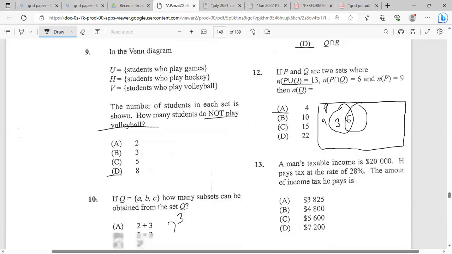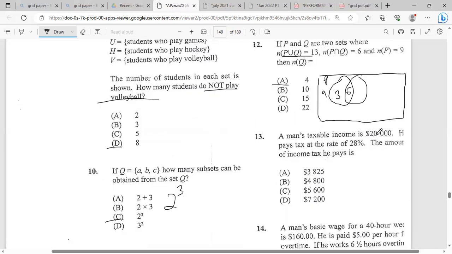Let's move on to 13. A man's taxable income is 20,000. He pays tax at the rate of 28%. The amount of income tax he pays is. So let's calculate this tax. Now percent means out of 100. And we times that by the 20,000.